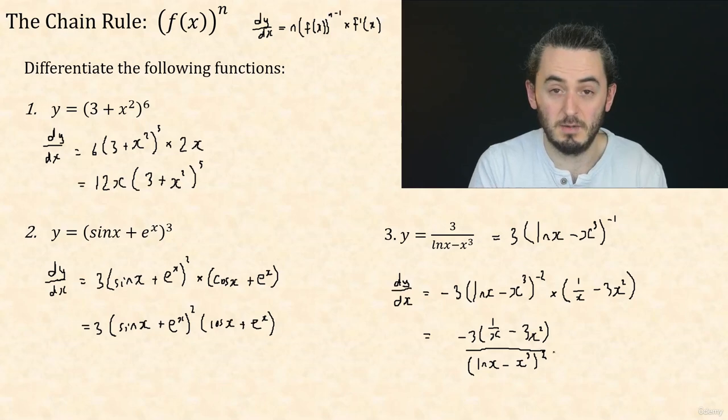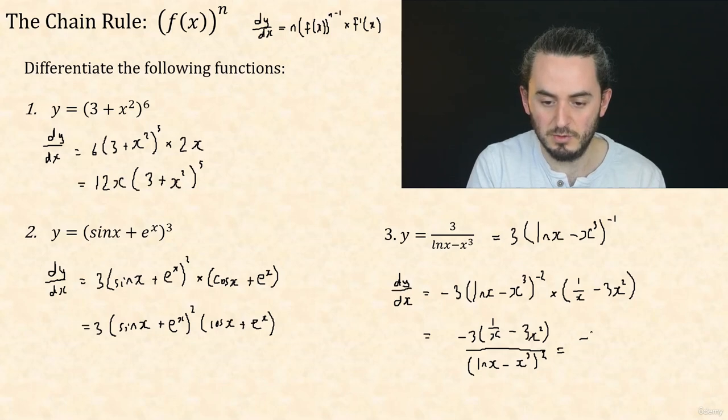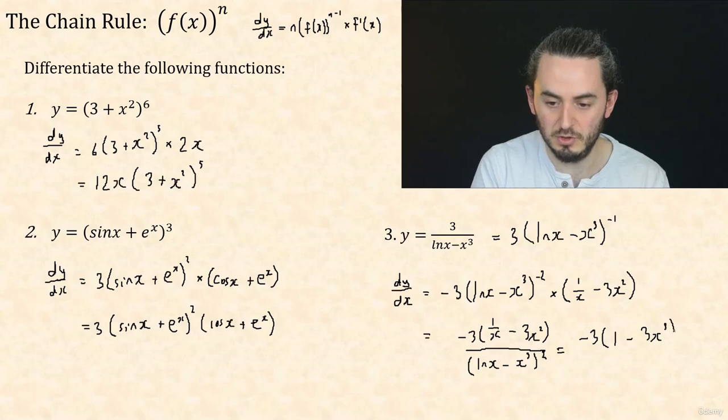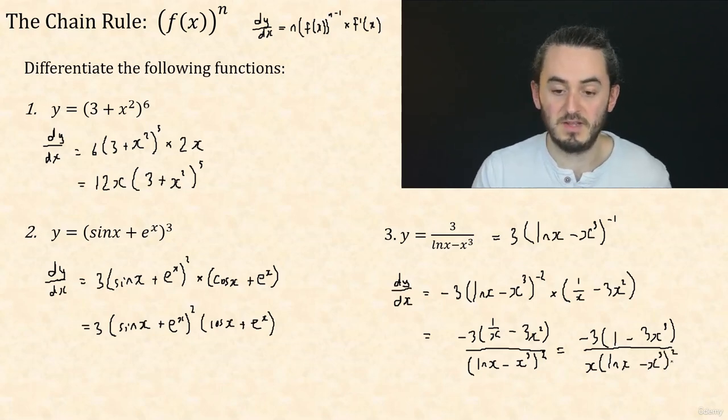We could even neaten it up further by multiplying the numerator and the denominator by x, because that sorts out the fraction here. If I multiply through by x, I've got just 1 here, then minus 3x cubed here, and on my denominator, it's x times (ln x minus x cubed) all squared. So it's looking quite fancy already.